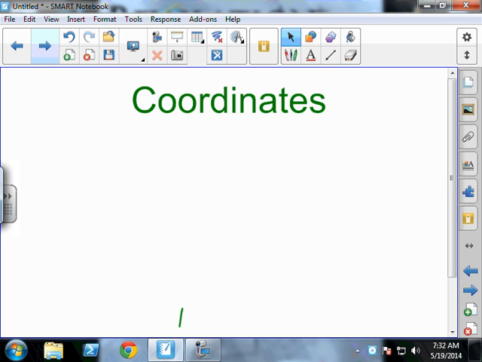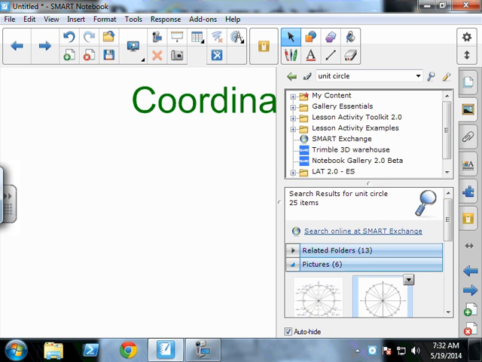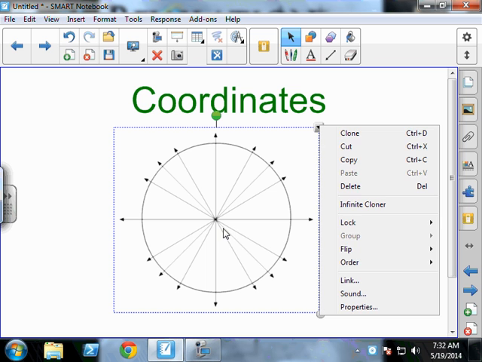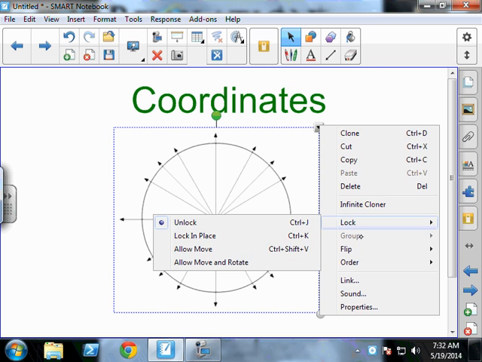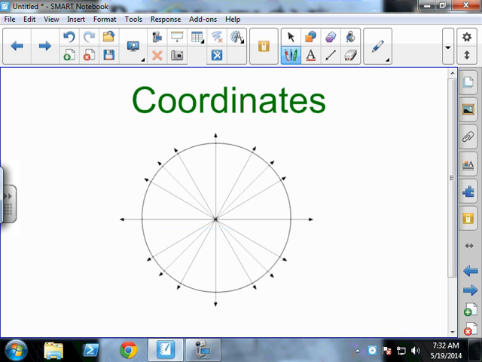So, coordinates. Remember that the unit circle is a unit circle. The center is the origin, and the radius is 1. So in terms of the Cartesian plane, the center has coordinates 0, 0. And what we like to do is put coordinates here, and here, and here, and here. We like to put coordinates all the way around.